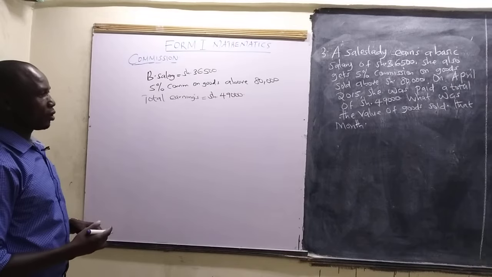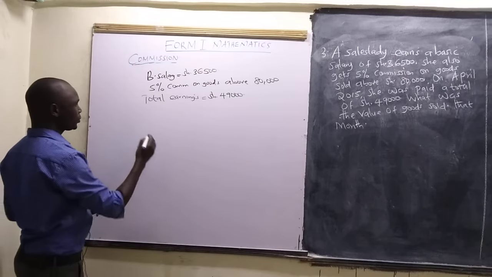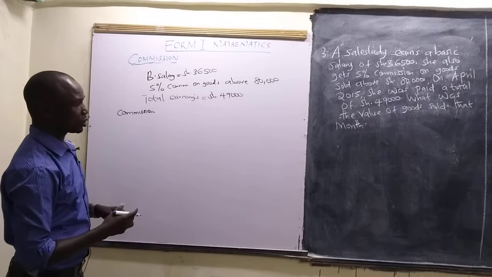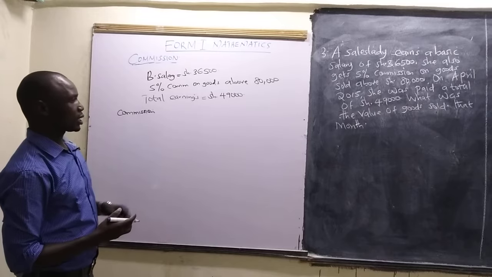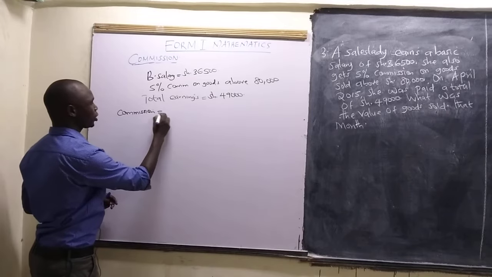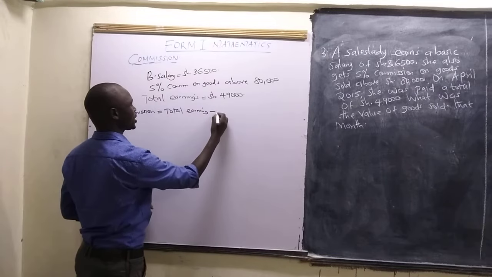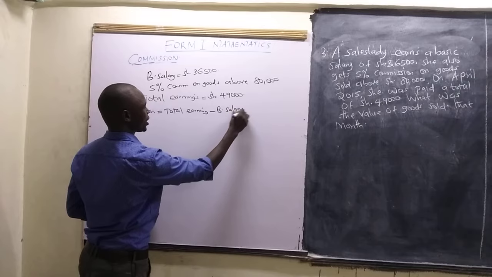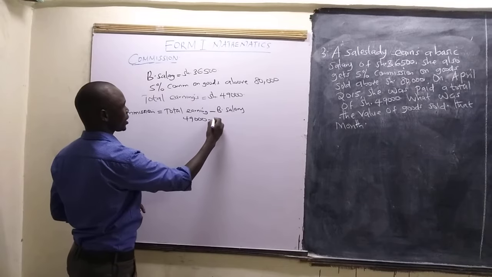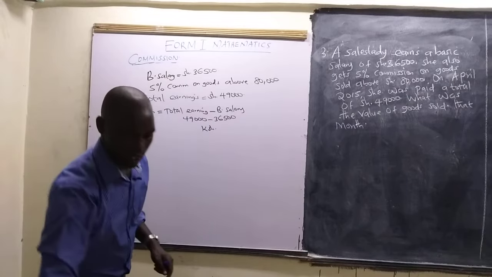To get the total value of goods, we are going to first get our commission, because for us to get the total value of goods sold, we must get the value of goods that gave us the commission. So for us to get commission, we take total earnings minus the basic salary. Our total earnings is 49,000 minus our basic salary of 36,500.